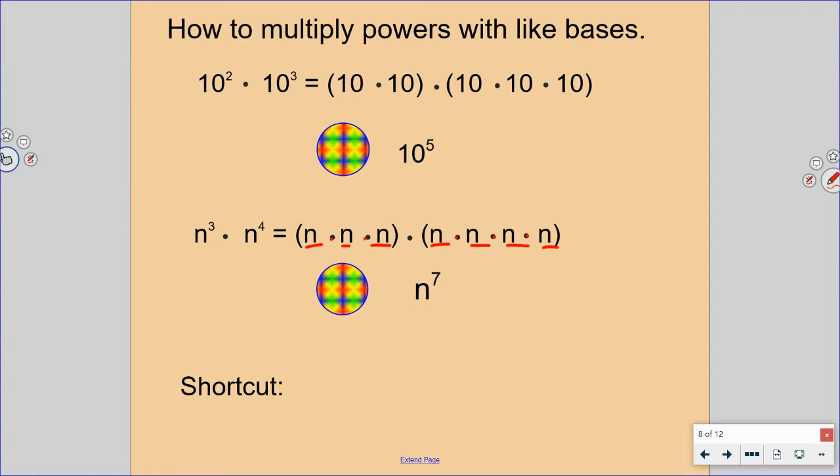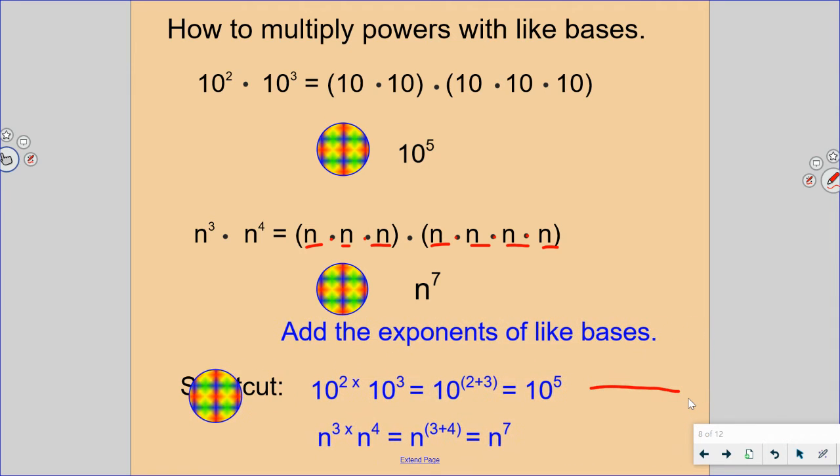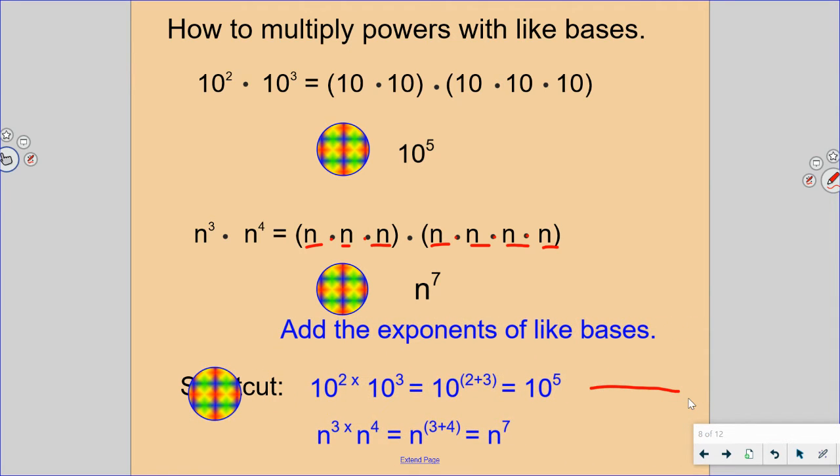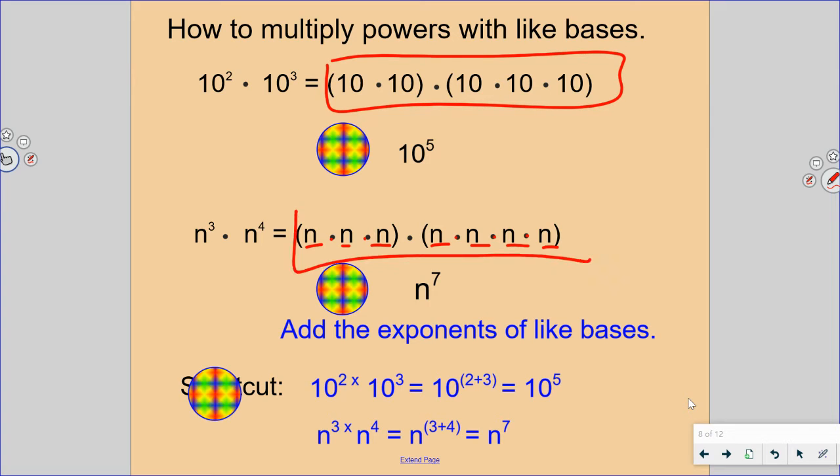Well, that was a bad idea. Let's get that back, Mr. Callan, and bring it on in. Yes, there is a shortcut. You know, Mr. Callan is not a fan of shortcuts if you don't have the deeper understanding. So when in doubt, draw it out.